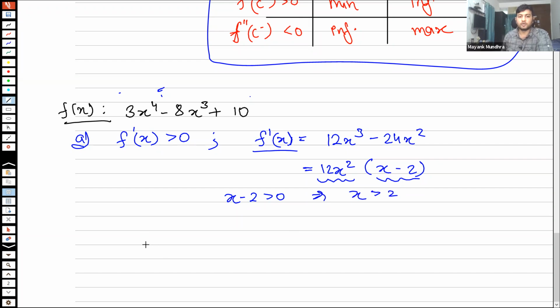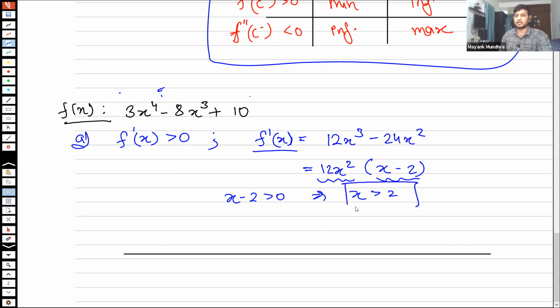How you approach this problem set is you draw a line and you start marking these points. So x equals 2 is a critical point. This is your 2 point. Here you would have f prime positive and here you would have f prime negative. Right? So next, move to the next part.